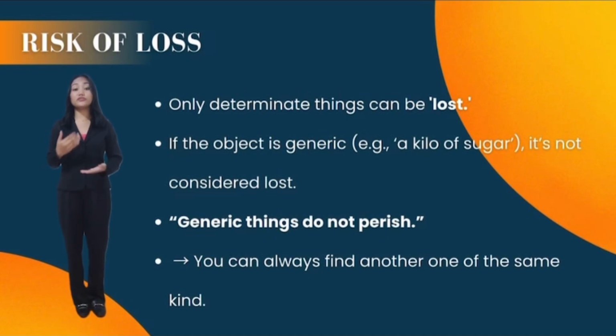When a sale involves a determinate object, that's the specific item you're getting. If that exact thing is lost or destroyed, there may be no replacement. But if the item is generic, like a sack of rice, it's not considered lost because it can be easily replaced. This follows the legal principle, genus nunquam perit, or generic things do not perish.